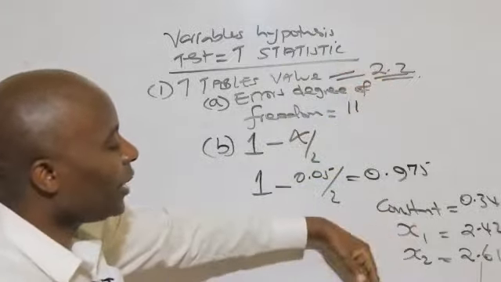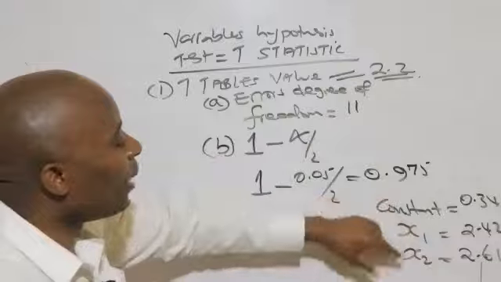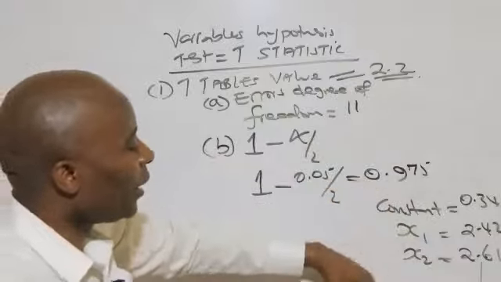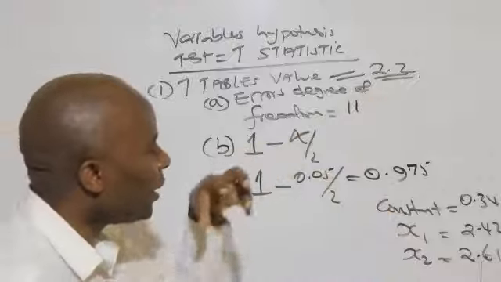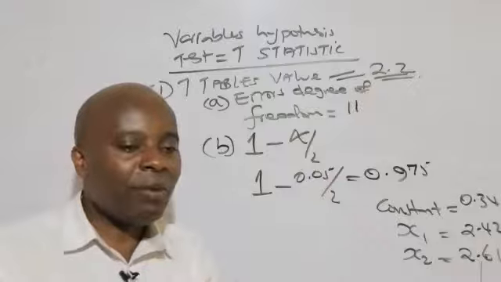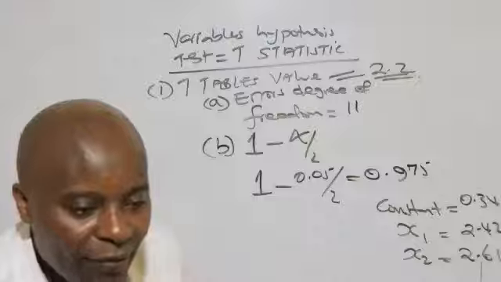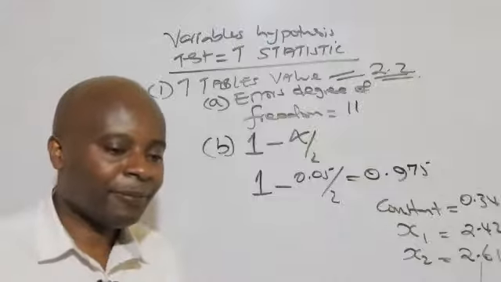Now, could you kindly compare the 2.2 with these three figures? Which one in this case gives us a variable that is significant?